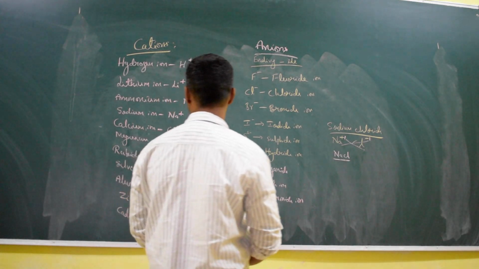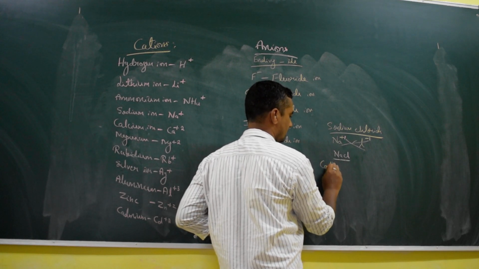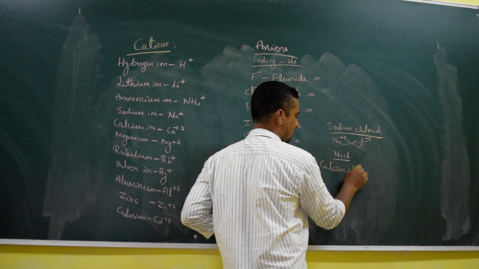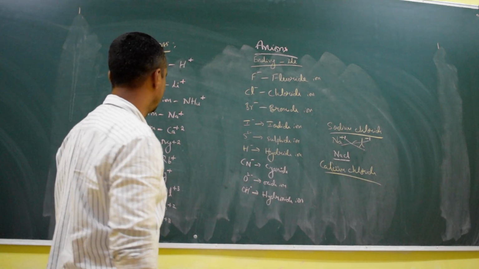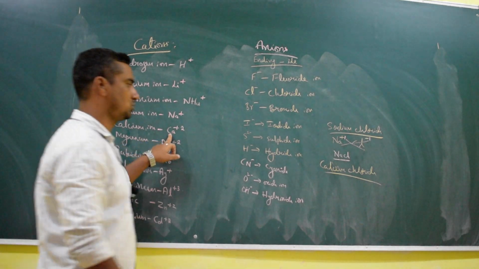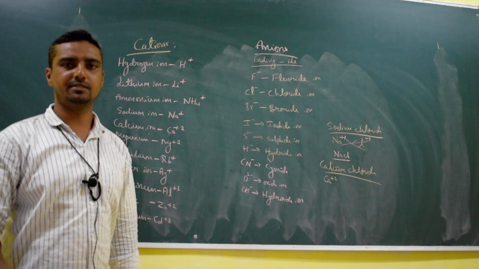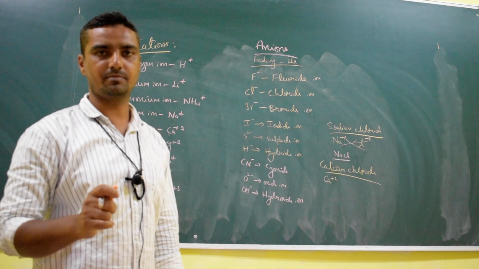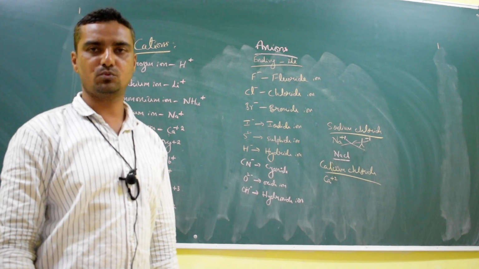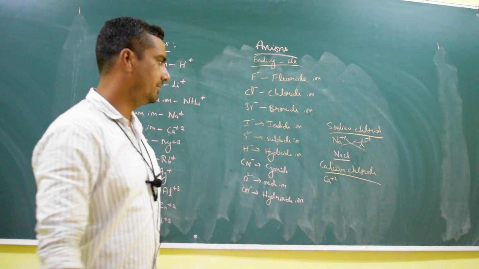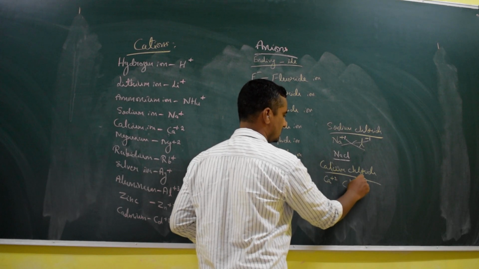I will give one more example: calcium chloride. We know the symbol of calcium is Ca plus 2. These are standards; the charge is fixed. Calcium always exhibits plus 2, magnesium always plus 2, aluminium always plus 3, and Na is always plus 1. It can't be changed. So calcium is plus 2 and chloride is Cl minus 1.